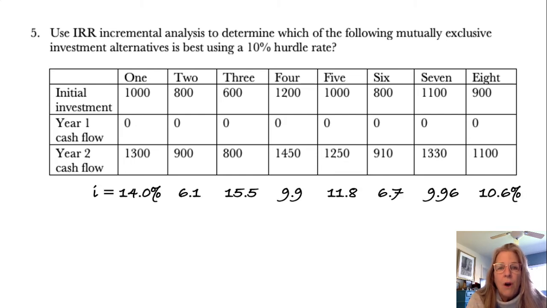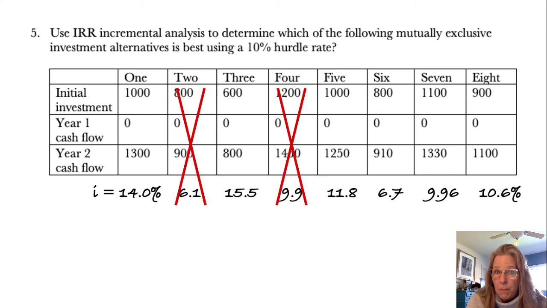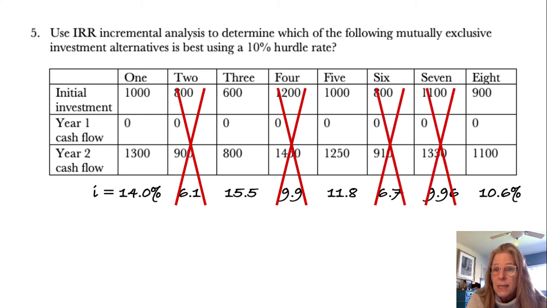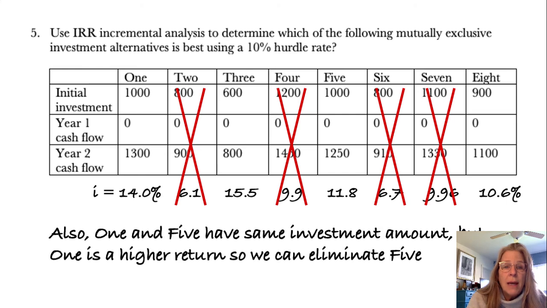Now I'm going to do that for all of the projects, each one of them individually, and I get an internal rate of return for each project. Now I know the hurdle rate is 10%, so anything that's less than 10% I'm going to drop out. So number 2, number 4, number 6, and number 7 are all dropped out. Then the next thing I'm going to look at is that alternative 1 and 5 have the same investment amount, but 1 is a higher return, so I can eliminate 5 also.